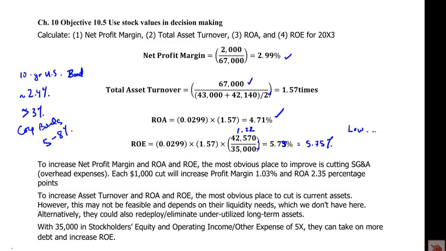Super low. So how could you increase it? Well, all the things that increase ROA also increase ROE, because you would be increasing the net profit margin and increasing turnover, which would increase ROE. But then the last piece is this leverage ratio, so taking on more debt. The things that we said before for ROA are just exactly copy and paste. They had a lot of selling, general, and administrative expenses, overhead expense. That was large, and each $1,000 cut would increase profit margin 1% and ROA 2.3 percentage points, which is huge.